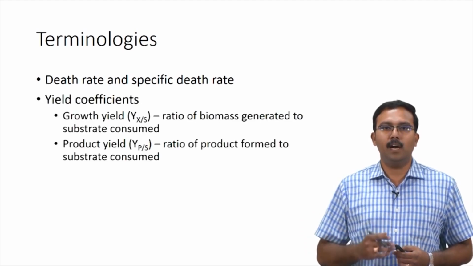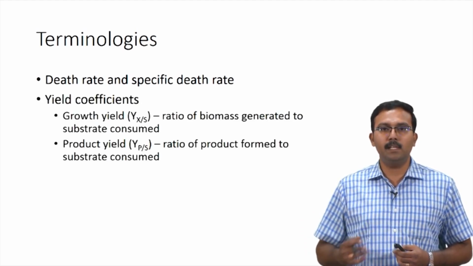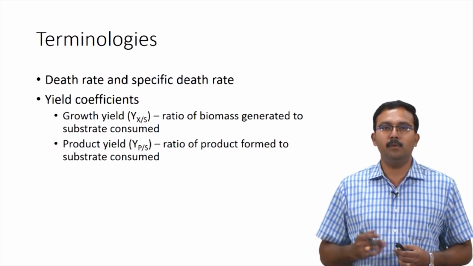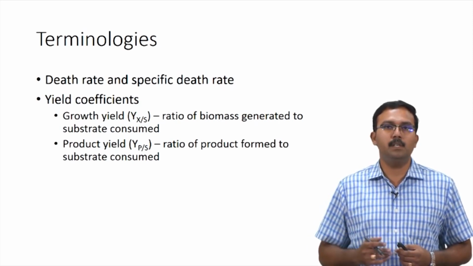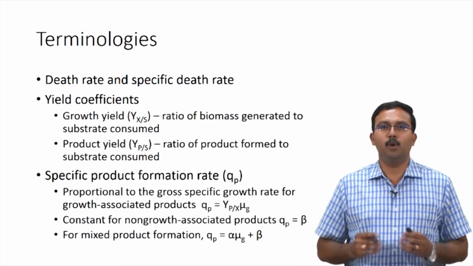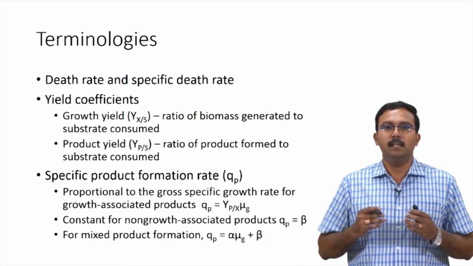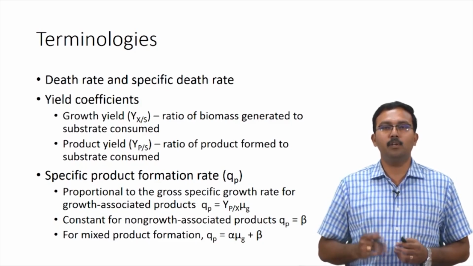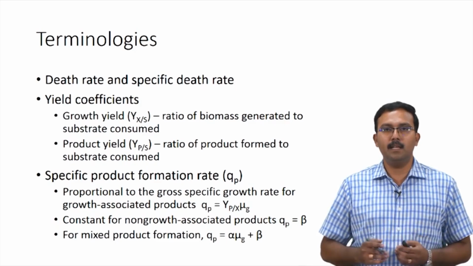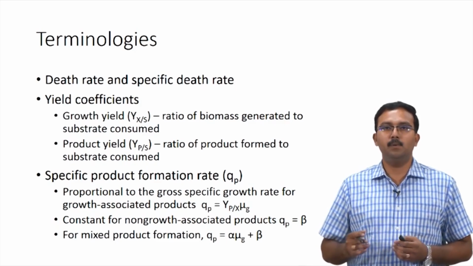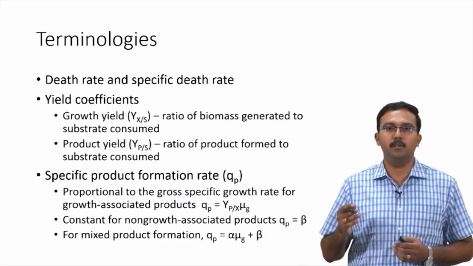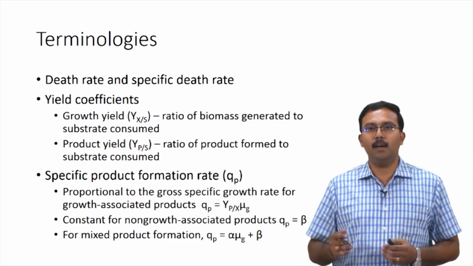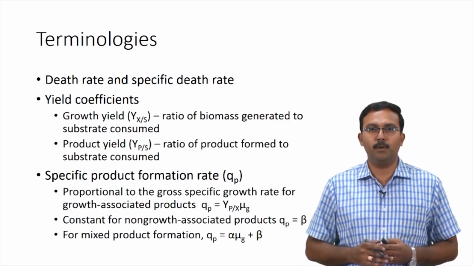You have yield coefficients, where growth yield would be the ratio of biomass generated to the substrate consumed, and product yield would be the ratio of product formed to the substrate consumed. You also have a term called specific product formation rate. This is directly proportional to the gross specific growth rate for growth associated products. So, this is usually represented as Qp, and this Qp is equal to Ypx times mu g for growth associated product formation. Ypx is the yield of product per unit biomass which is produced.